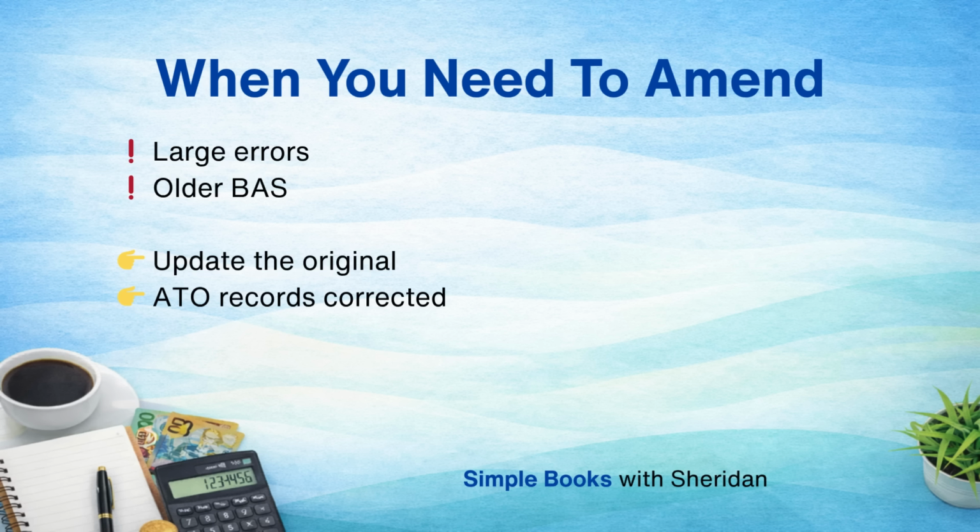And this is where you don't really get a choice. If the mistake is too big or it's too old, you need to amend the original BAS. That just means updating what was originally lodged so the ATO records are correct. And once that's processed, your balance adjusts.